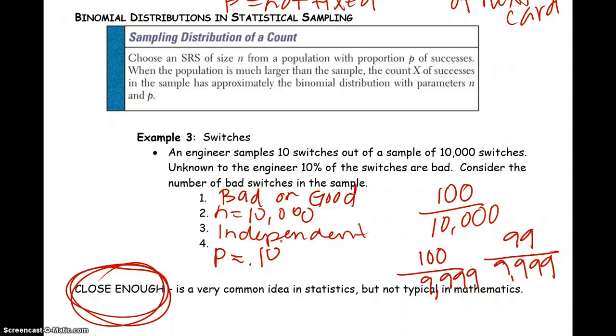So, and then I'm sure you're going to ask me, well, how do we know if it's large enough? I don't have the perfect answer for that, but it's going to be obvious. It has to be a very large number. It can't just be out of 100. It can't just be out of 20. It's got to be in the thousands or higher before we consider it being close enough.